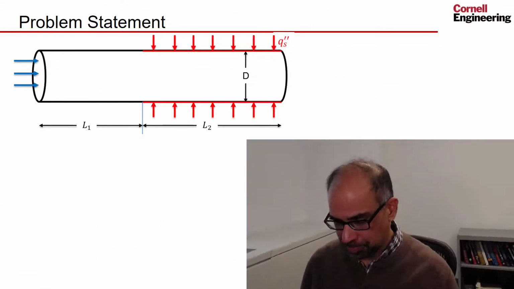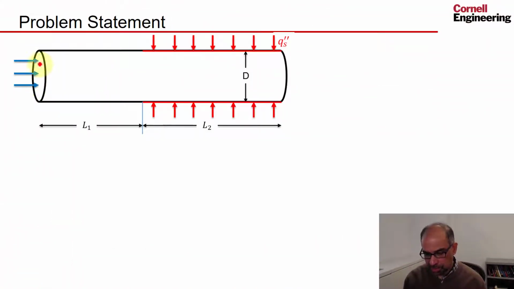In this module, I'll show you how to solve a problem involving convection in a pipe using ANSYS Fluent. And to show you what the problem is, let me go to my slide. We are given a circular pipe of constant cross-section, and we have uniform velocity coming in.